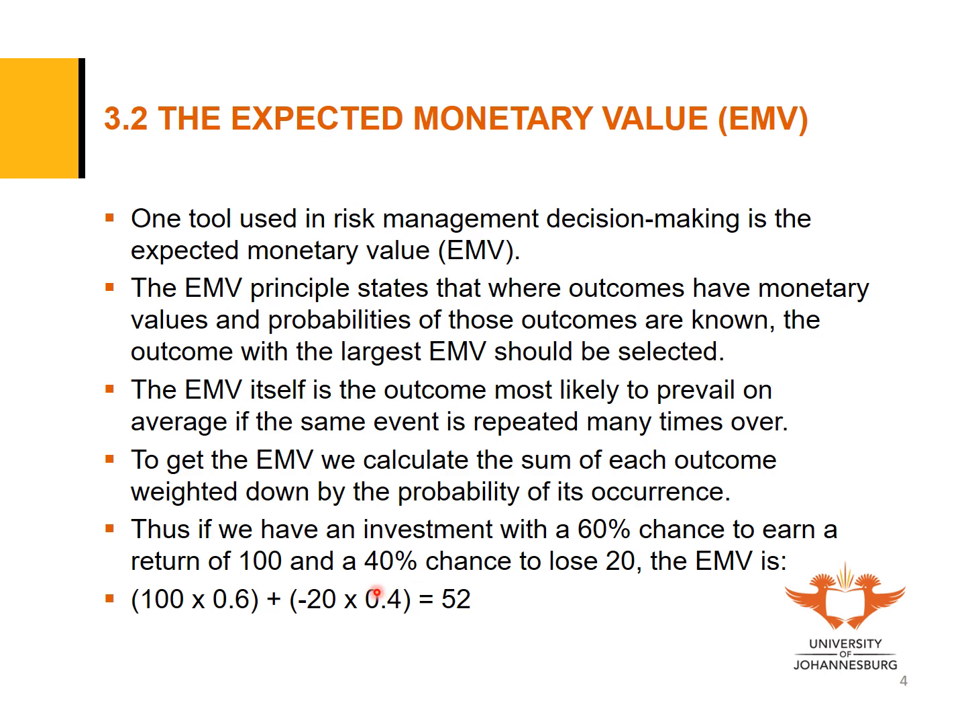Now remember, your probabilities have to add up to 1. If you're working with percentages, they have to add up to 100. So if in the second one, instead of 40%, there was a 20% chance to lose 20, then there would be another alternative with another 20%. And maybe that would be another 20% chance to lose maybe 5 rand. Okay? So that is how you calculate your expected monetary value.